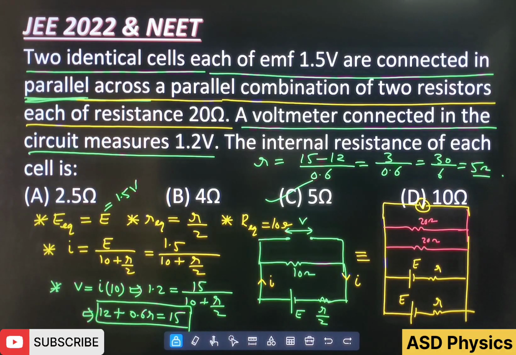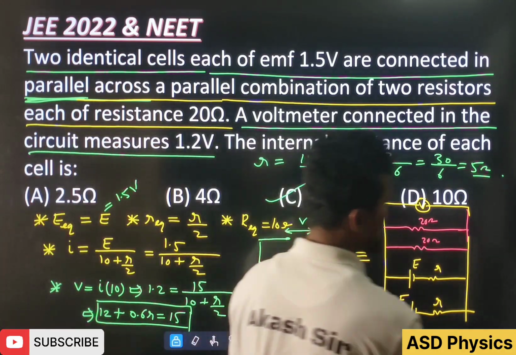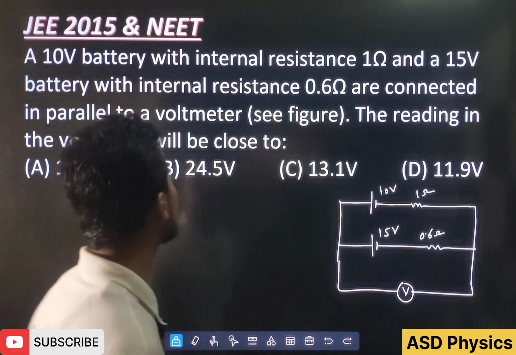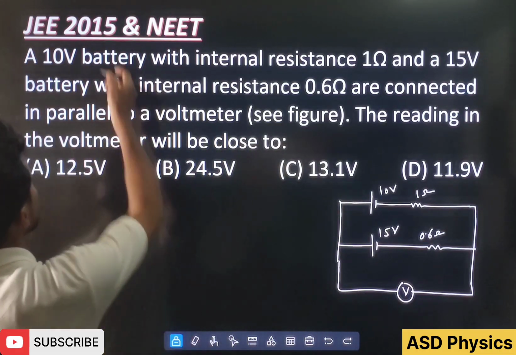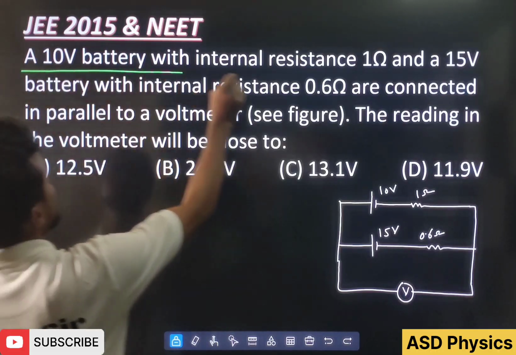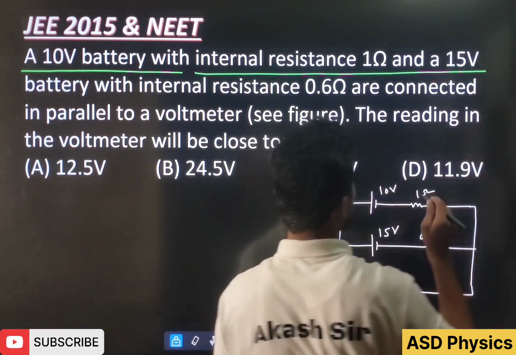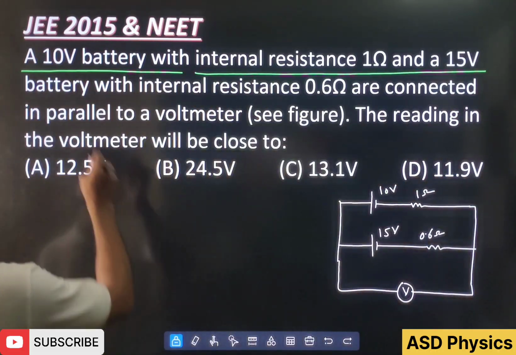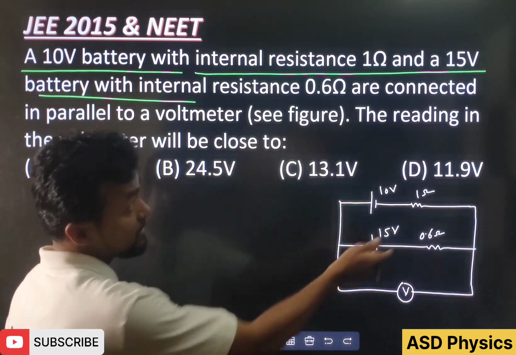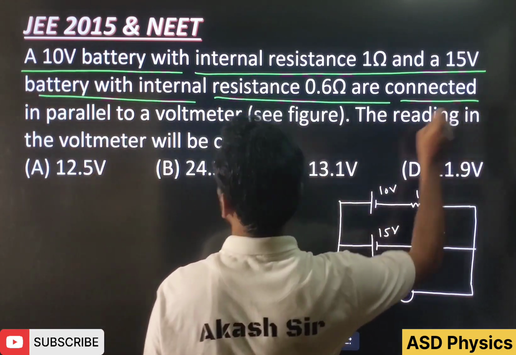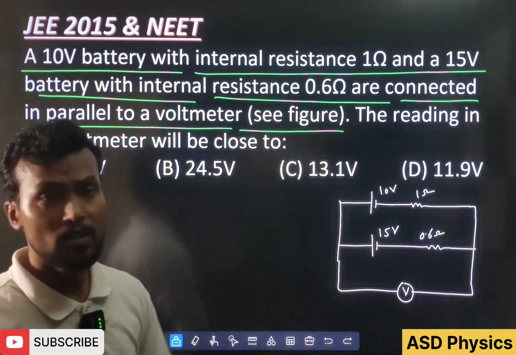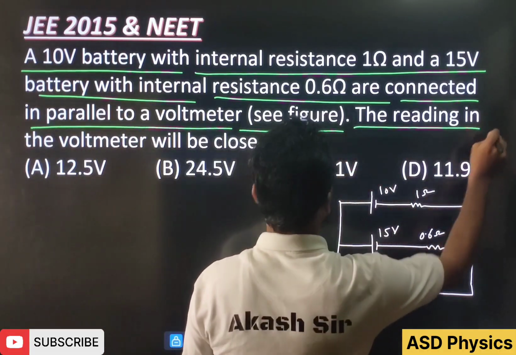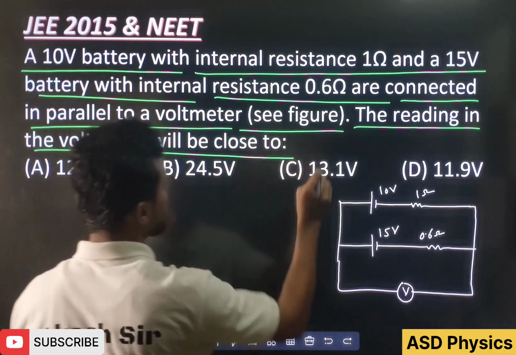Here is a little bit of basics of these cells in parallel, and this ideal voltmeter is used here. Okay, great. Now let's see one more question here. Let's go through the question. JEE 2015 question. See, a 10 volt battery with internal resistance 1 ohm and a 15 volt battery with internal resistance 0.6 ohm are connected in parallel to a voltmeter. Now see figure, this is a voltmeter here. The reading in the voltmeter will be how much here?